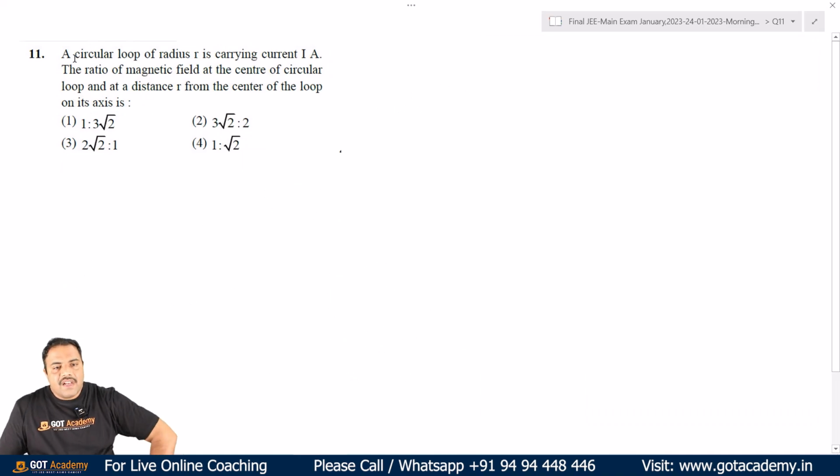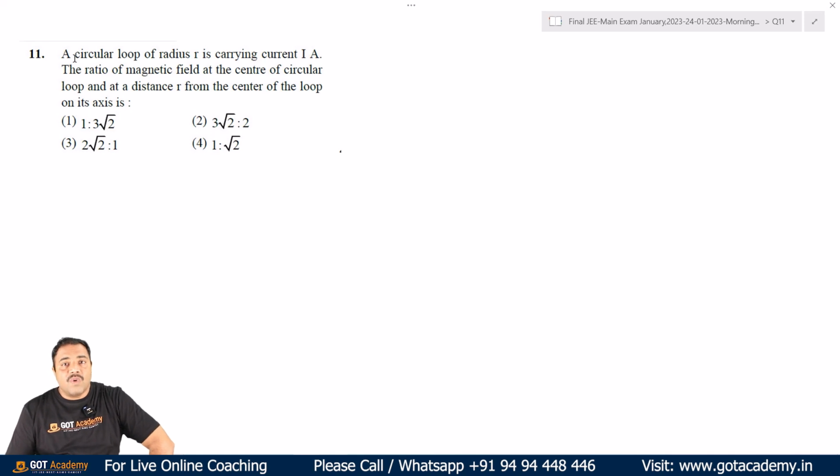So here it was given that in the 11th question, a circular loop of radius r is carrying a current of 5 amperes. Then the ratio of the magnetic field at the center of the circular loop as well as at a distance r from the center. So this is from recall, my dear children. Recollect all the formulas you have studied, all the subtopics and concepts. It was very clear that he's asking about the magnetic field at the center.